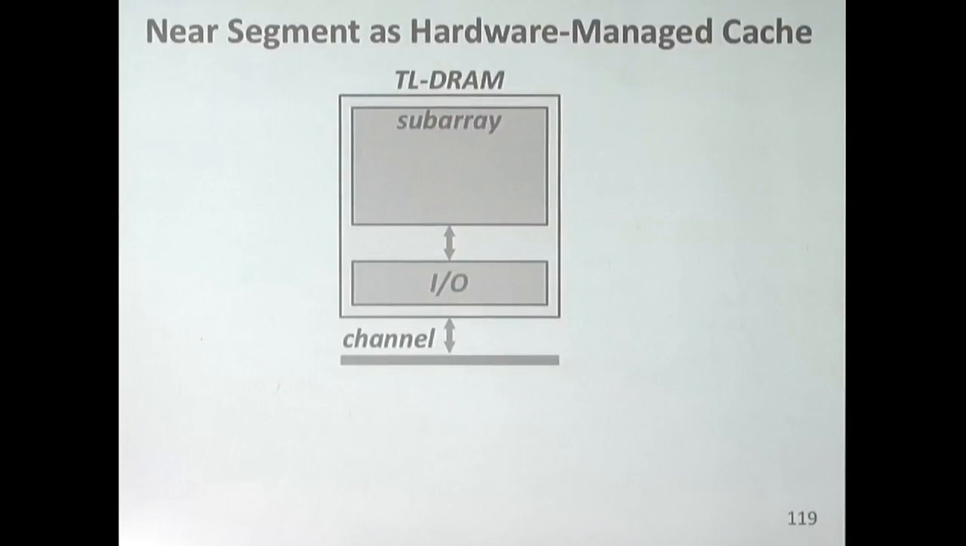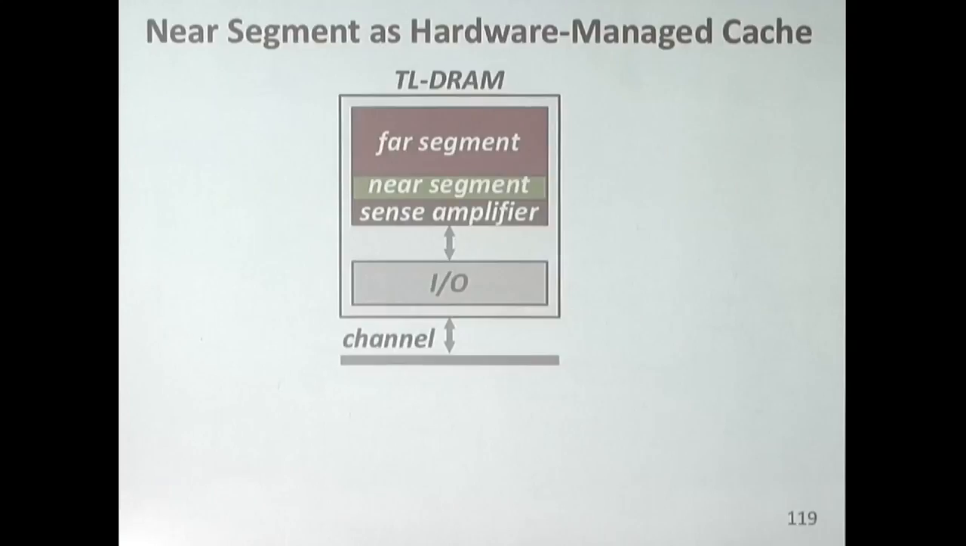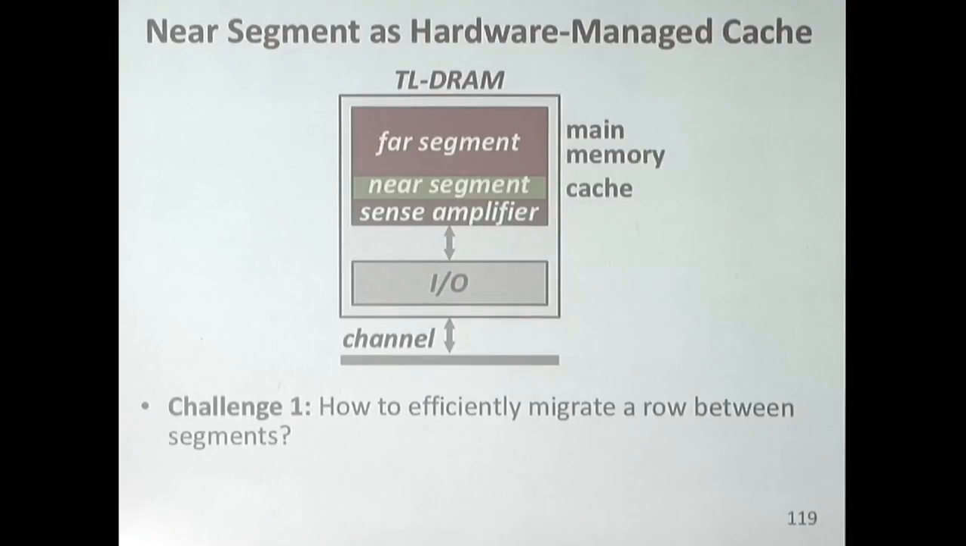Basically, if you have a near segment as a hardware-managed cache, it looks like this. In a bank, or in a subarray, you have this far segment and this near segment. The far segment is really your main memory, and the near segment is some level of cache, very close, inside DRAM, actually. There are two key questions.